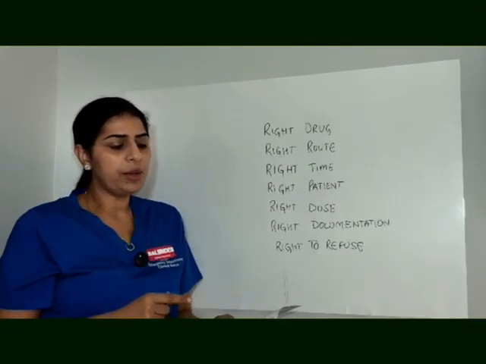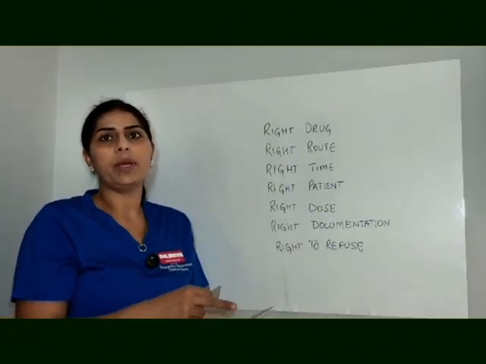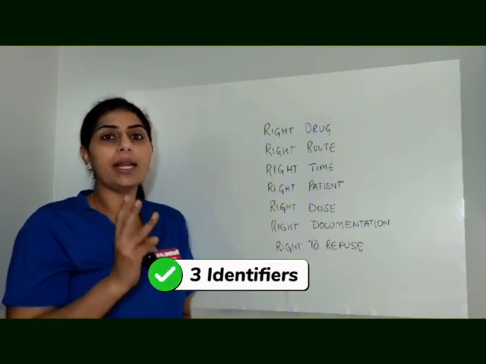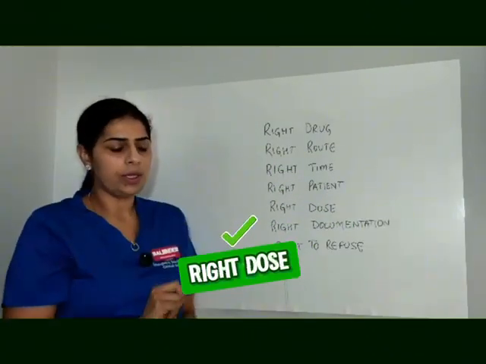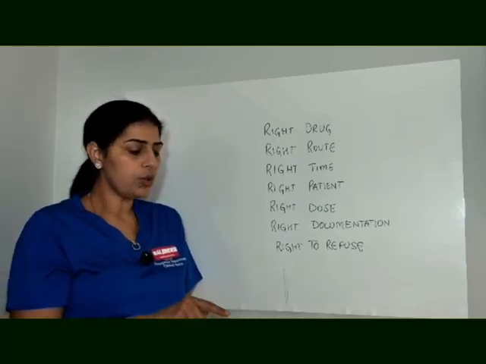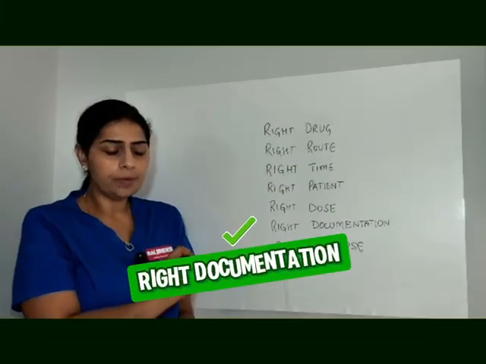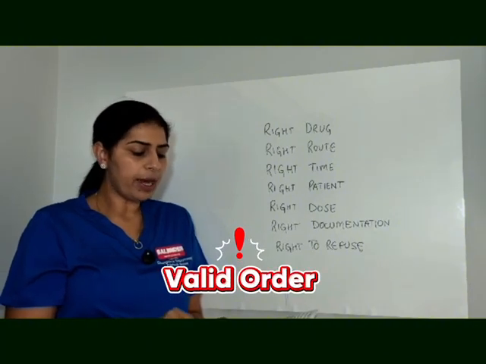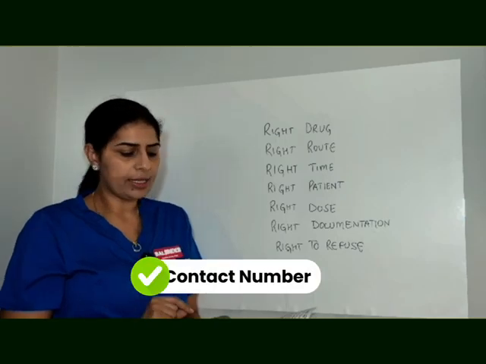Right patient, very important. Before you start with anything, make sure that the chart belongs to the right patient and you have correctly identified your patient using 3 identifiers. And then you want to make sure that you have the right dose, as prescribed on the medication chart. Then right documentation. Make sure that you have a valid order signed by a prescriber, with their name legible and with their contact number.